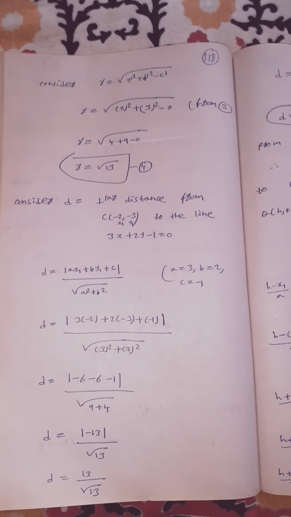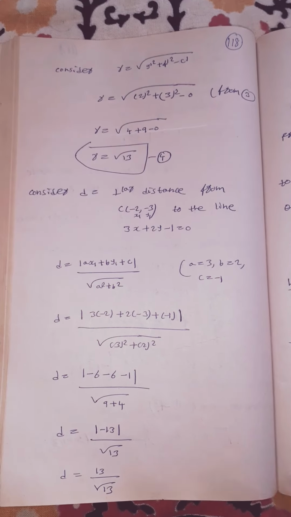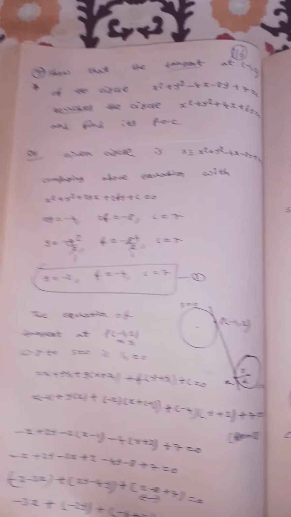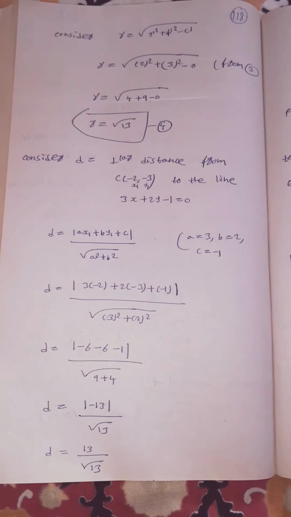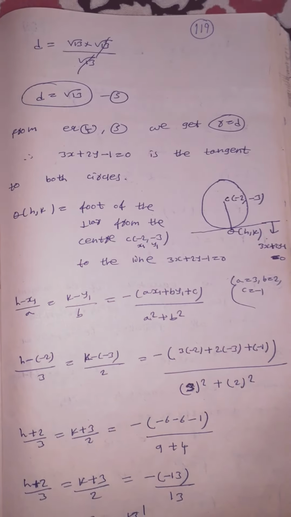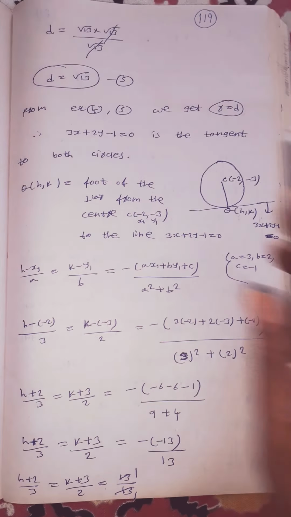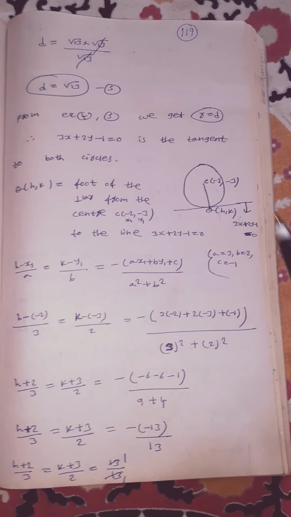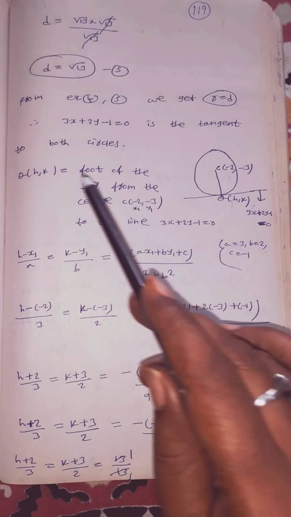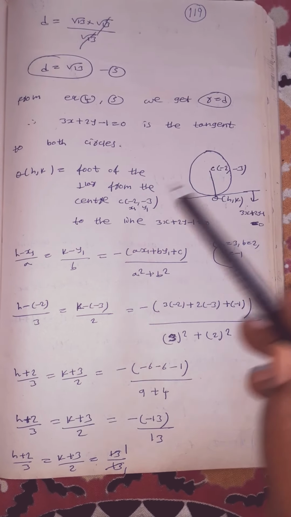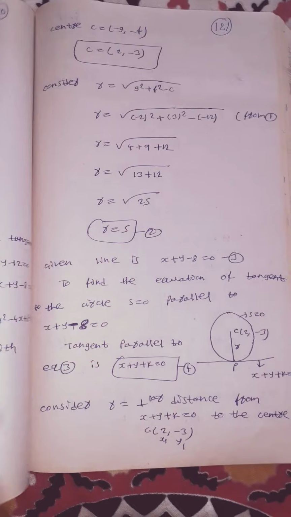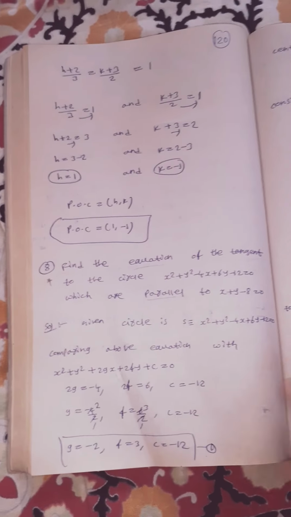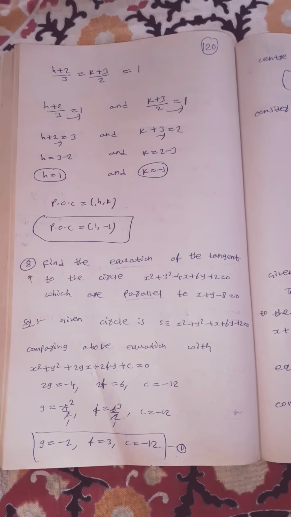Next consider d is equal to perpendicular distance from center to the line. Whatever line you got, how much you got? This one, 3x plus 2y minus 1 equal to 0. So apply the formula, you'll get d value also root 13 only like this. So from equations 4 and 5 we will get r equal to d. So this line is a tangent to both circles. So to find point of contact, apply again the same diagram. So foot of perpendicular from center to the line, apply and simplify, you will get point of contact as 1 comma minus 1, 1 comma minus 1.